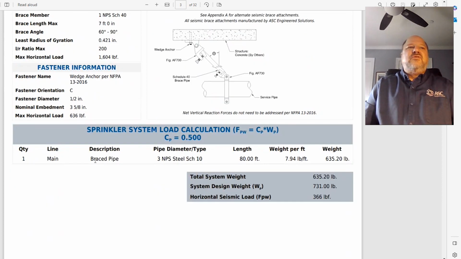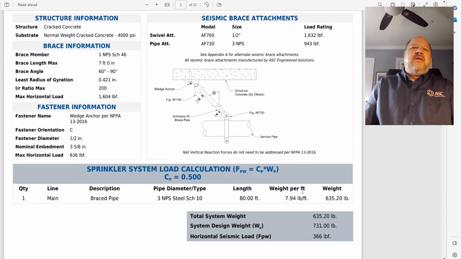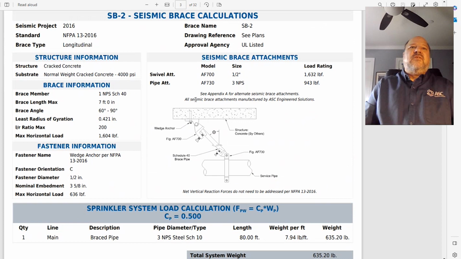It's a longitudinal, so I just have the main. There's the weight of the pipe, 80 feet, 7.9 pounds a foot, 635. This particular design had a C sub P of 0.5, so 635 at 115% per NFPA gets me to 731. Half of 731, with a little bit of rounding, is 363 pounds. And you can see everything here is greater than 363.